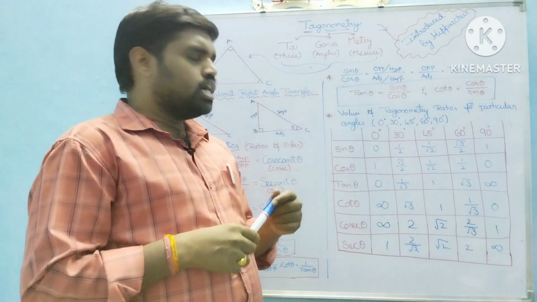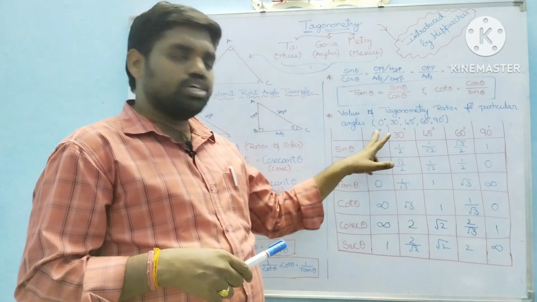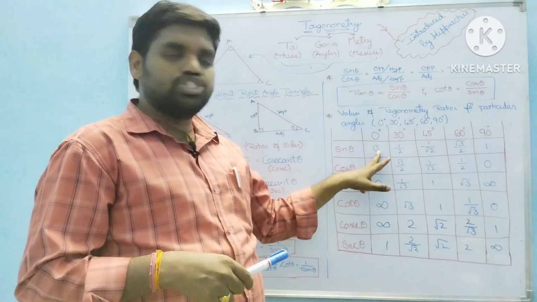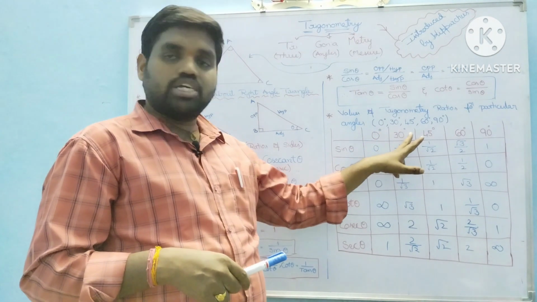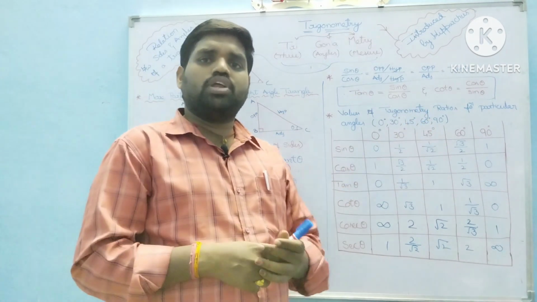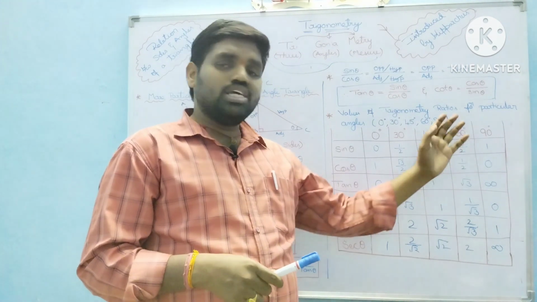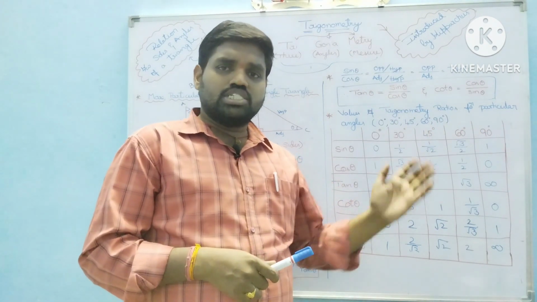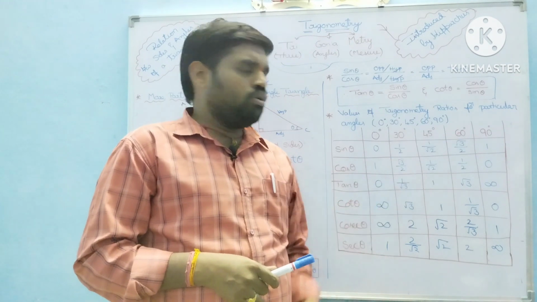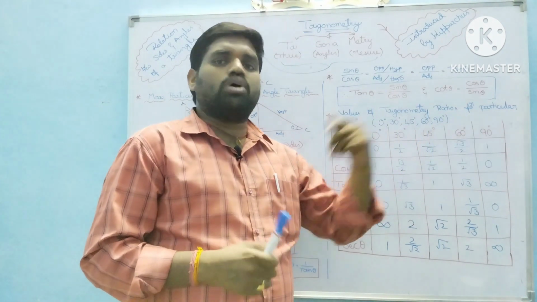So for sin theta, when theta is at 0 degrees, sin 0 value is 0. When theta is equal to 30 degrees, sin 30 is equal to 1 by 2. When theta is equal to 45 degrees, sin 45 is equal to 1 by root 2. When theta is equal to 60 degrees, sin 60 is equal to root 3 by 2. When theta is 90 degrees, sin 90 is equal to 1.